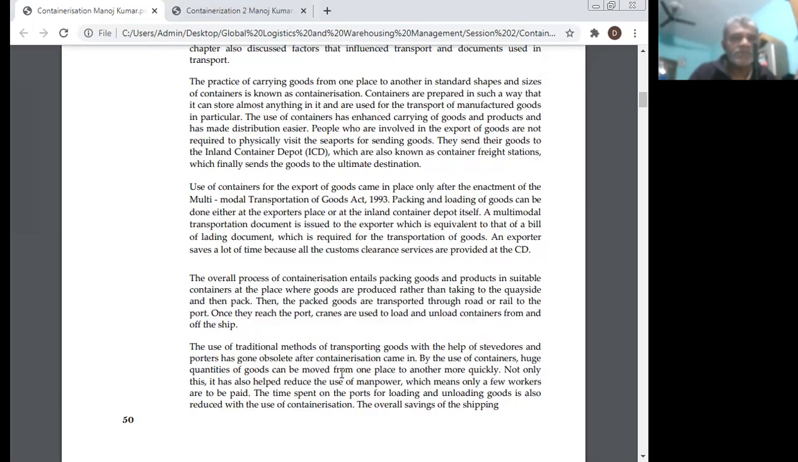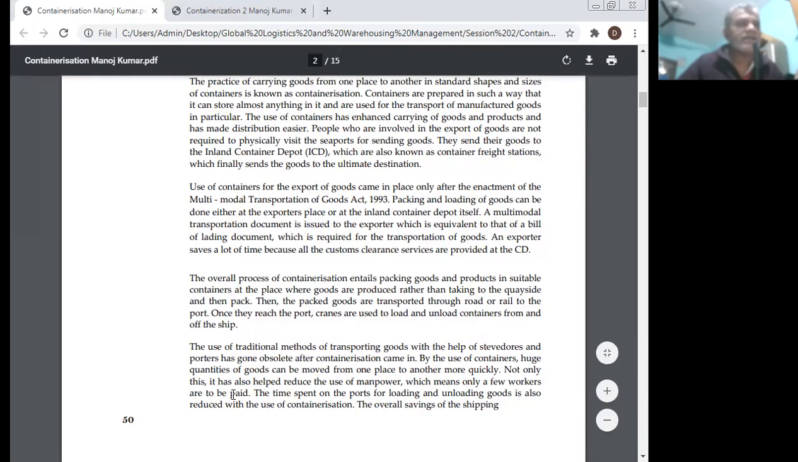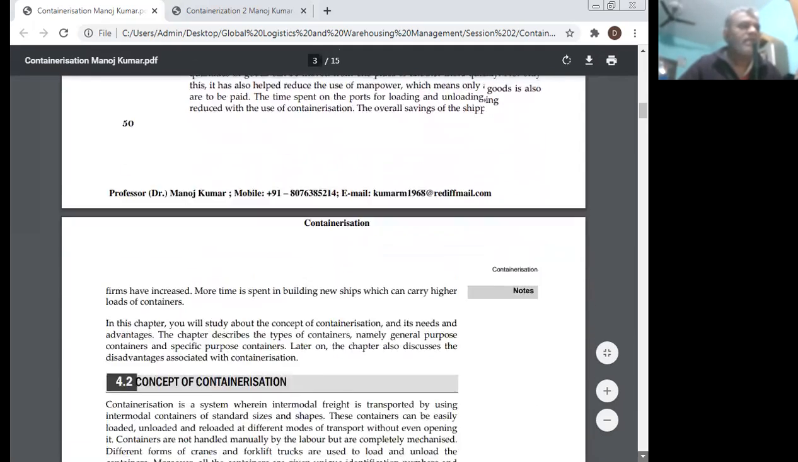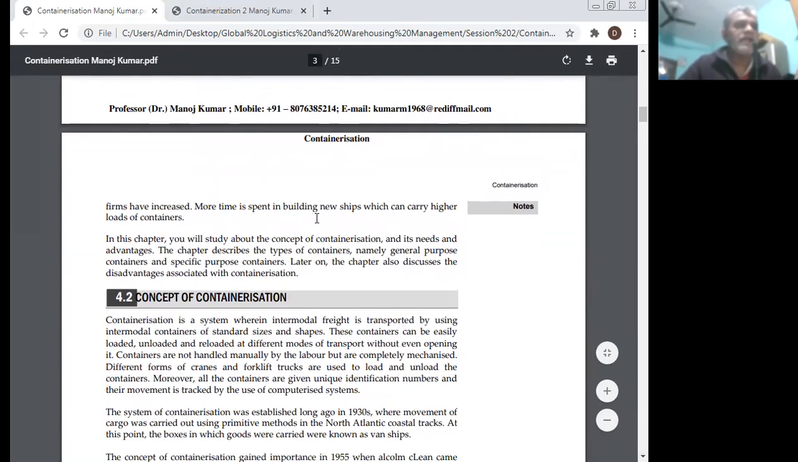This is the advantage of containerization. With the use of containers, a huge quantity of goods can be moved from one place to another more quickly. Not only this, it has also helped reduce the use of manpower, which means only a few workers are to be paid. The time spent in ports in loading and unloading goods is also reduced with the use of containerization. The overall shipping firms have increased. More time is spent in building ships which can carry a higher load of containers.